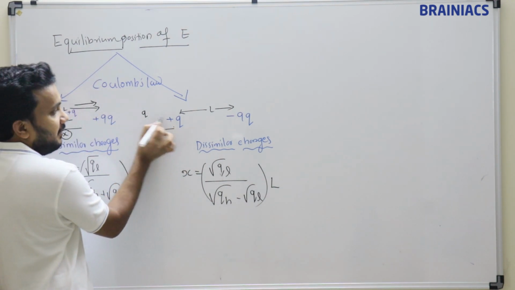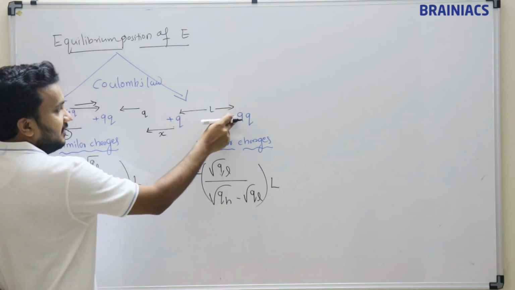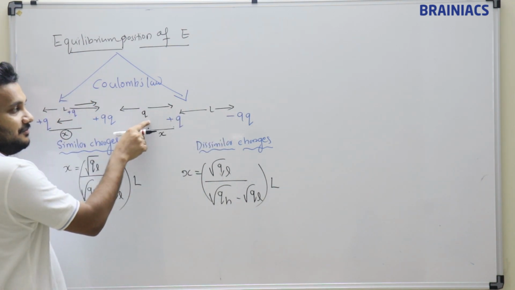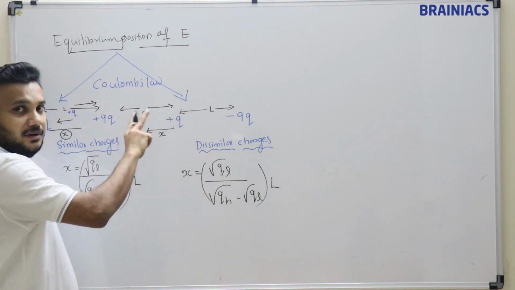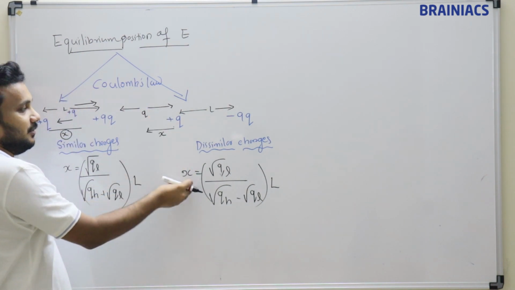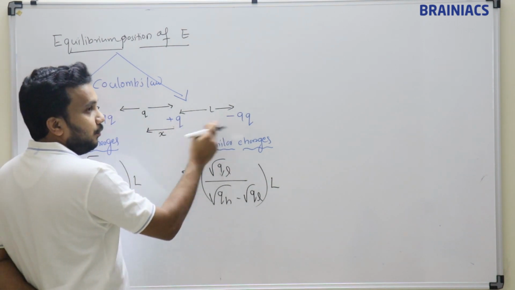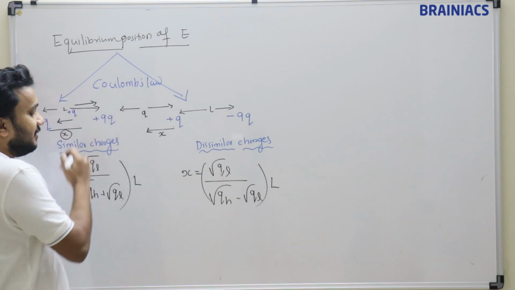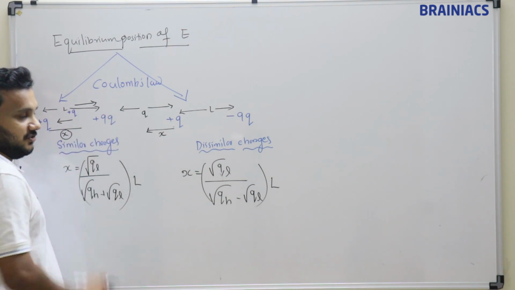Because if it is plus q, this plus q will repel with a force and this minus q will attract with a force. So here in the left side we have a chance: both forces are equal and opposite, so that these positions will be in equilibrium. Here x means towards left if both are opposite sign. If both are equal sign, then definitely the third charge should be in between the lowest and the highest charge.